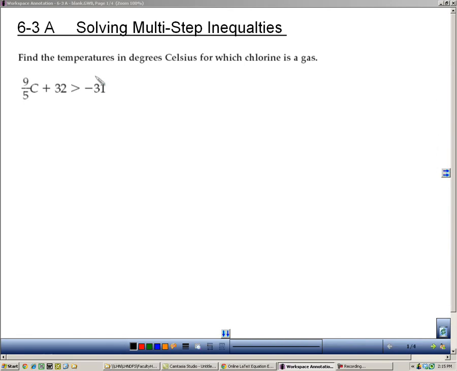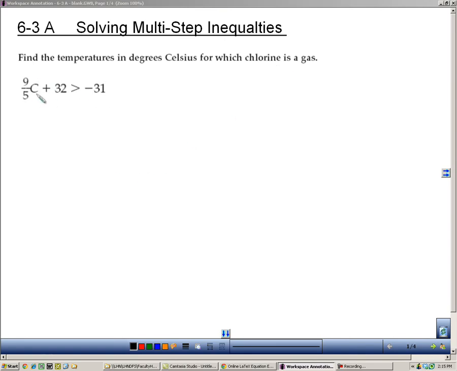Section 6.3a is about solving multi-step inequalities. Multi-step means more than one step. We've done this with equations, we just haven't done it with inequalities, so it's very similar, so we'll get right after it. It says find the temperature in degrees Celsius for which chlorine is a gas.